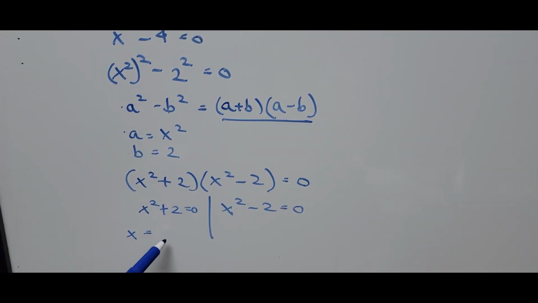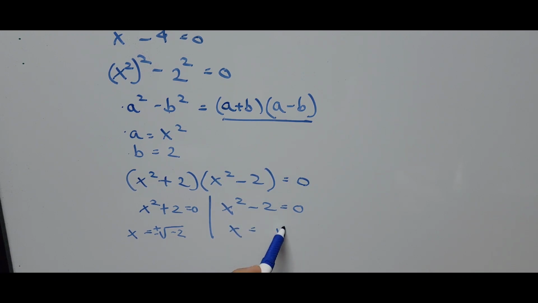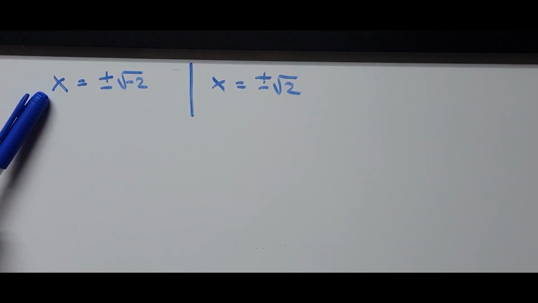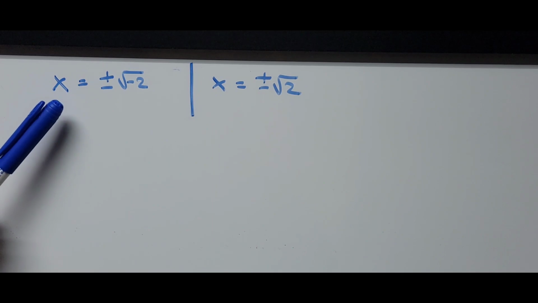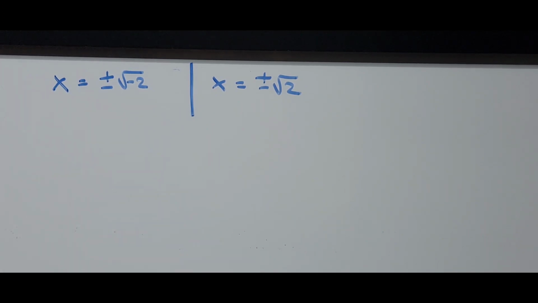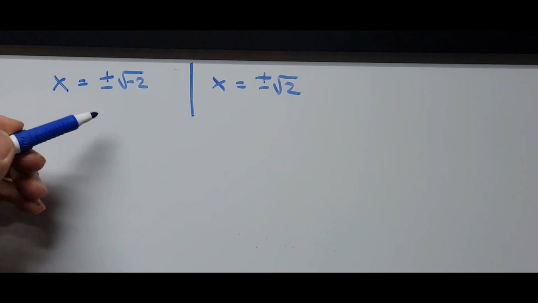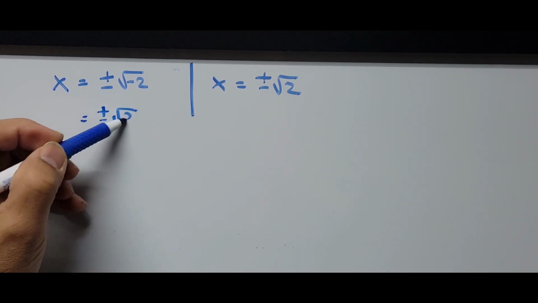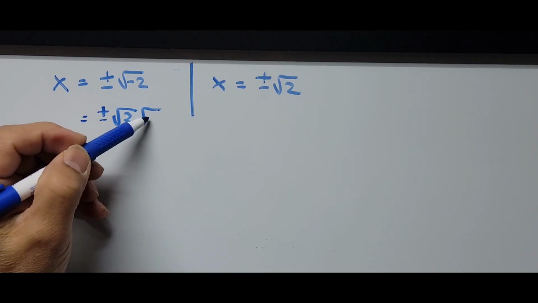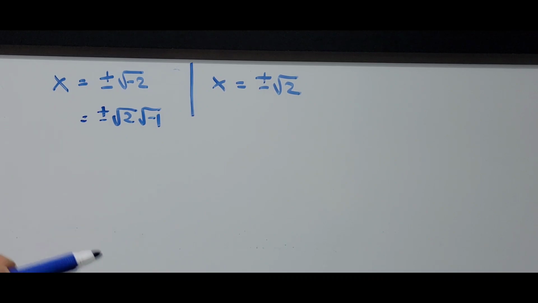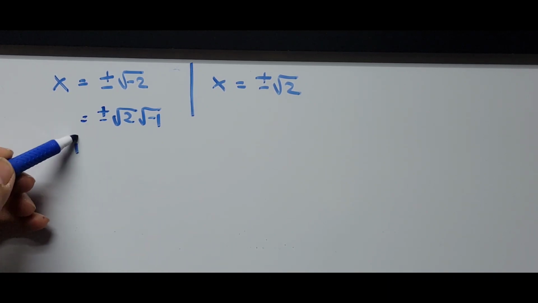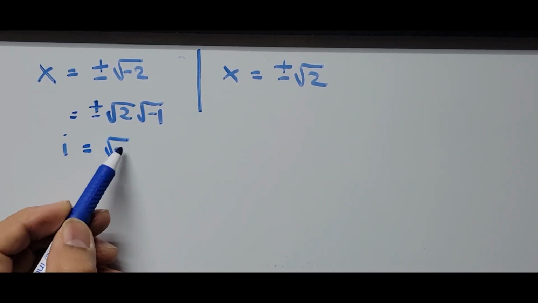For the first, x is equal to the square root of negative 2, positive and negative. And for the second, x is equal to the square root of 2, positive and negative also. So we have 2 roots of x, and on the other side the same way. But on the first, it will be in the form of an imaginary number, since we have the square root of negative 2. And this is equal to plus or minus square root of 2 times square root of negative 1. And i is equal to square root of negative 1.